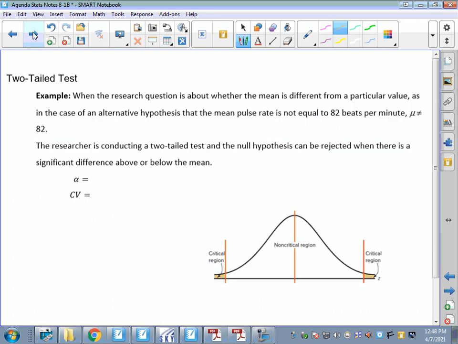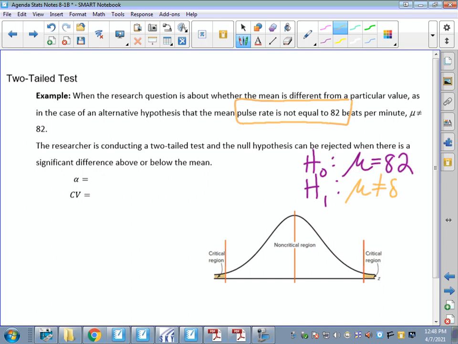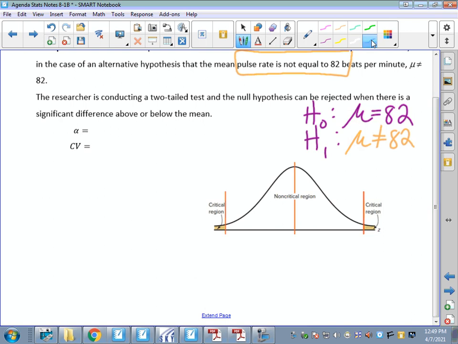So when the research question is about whether the mean is different from a particular value, as in the case of an alternative hypothesis that the mean pulse rate is not equal to 82 beats per minute. So our H sub 0 is still mu equals 82. But now our H sub 1 is just not equal to. It's not 82 beats per minute. So we just say mu is not equal to 82. So if it's not equal to it, we can use that. So we can say, okay, well, here is mu equal to 82, and I don't think it is. So I think that my average number of beats per minute is either lower than 82 or higher than 82.